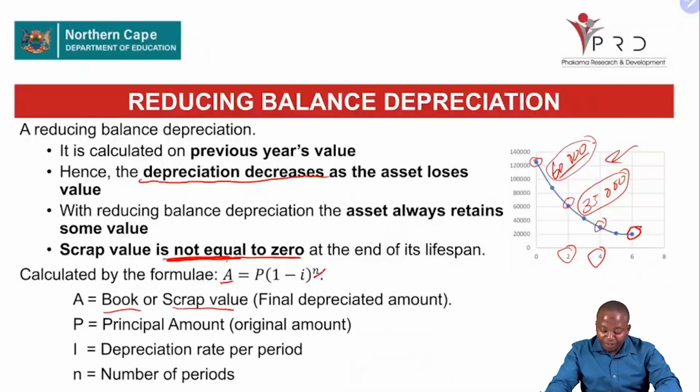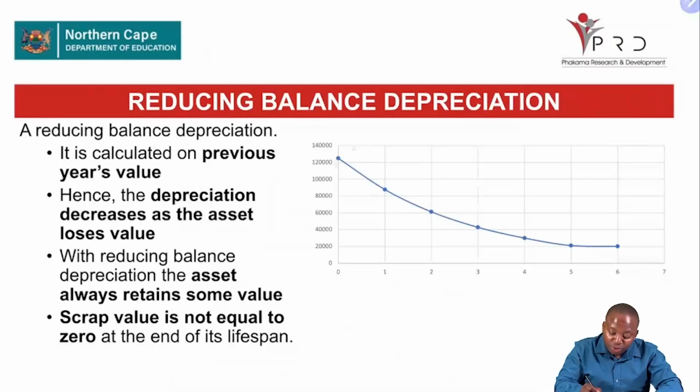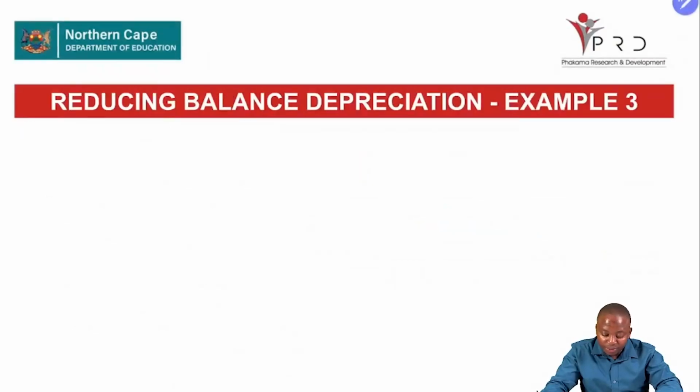So A is our final depreciated amount. P is our principal amount, which is the original amount. i is the rate of depreciation, and n is the number of periods. The repetition there is just to show you the graph clearly, as I was showing you on the previous slide. Right, so let's just proceed.